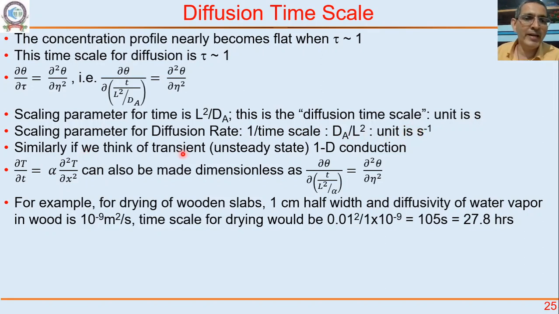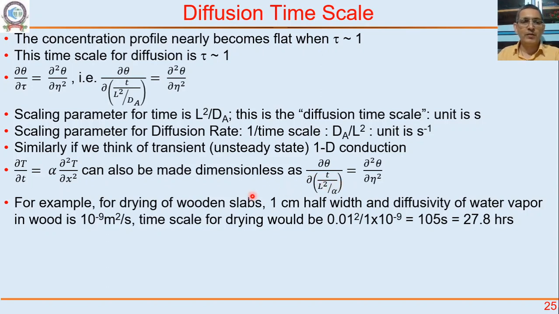Similarly, we can think of 1D conduction. Del T by del t is alpha del square T by del x square. This can be made dimensionless: del theta by del tau, where the time scale is L square by alpha. Or conduction, L square by alpha. You might have studied this somewhere.